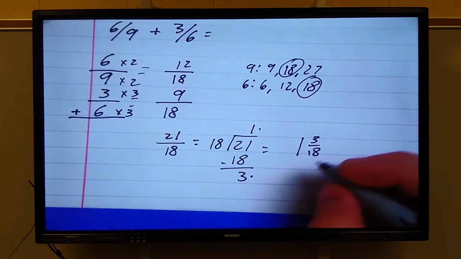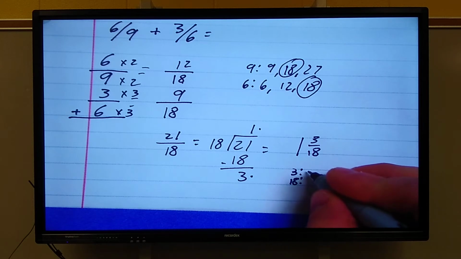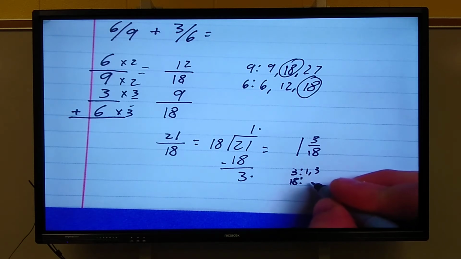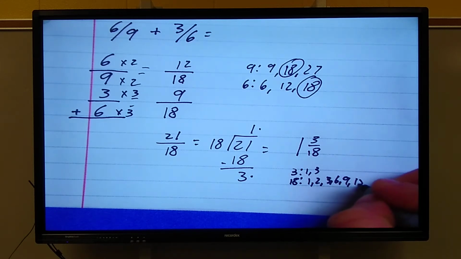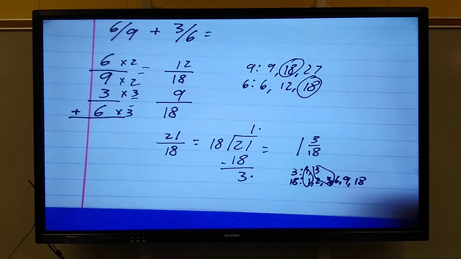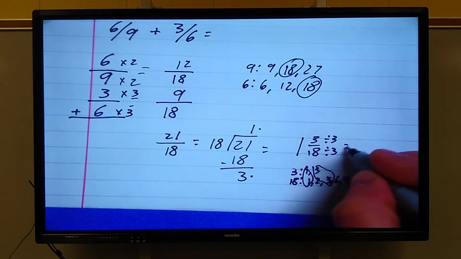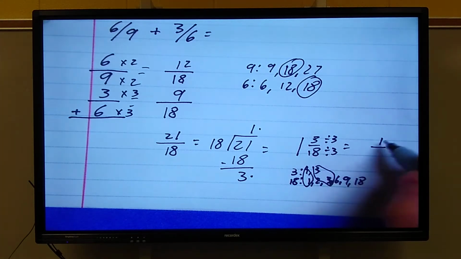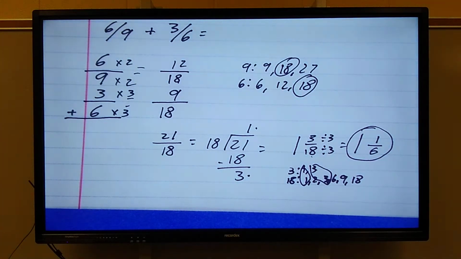It is not. Find the factors of 3 and 18. 1 and 3. 1, 2, 3, 6, 9, 18. 1 and 3 are the same. 3 is the greatest common factor. So, 3 divided by 3, 1. 18 divided by 3, 6. Bring over your whole number. 1 and 1/6 is the answer. Look at all that work.